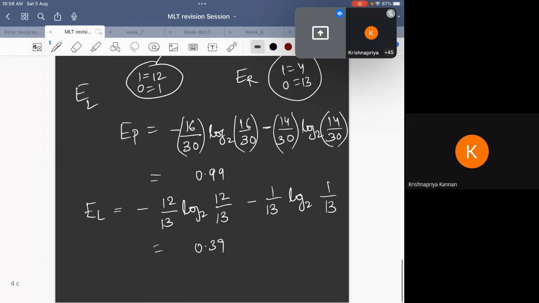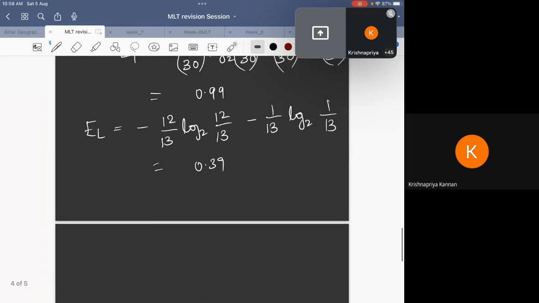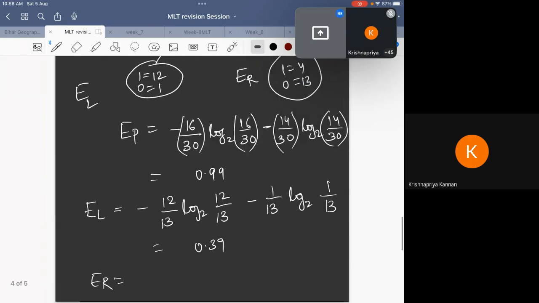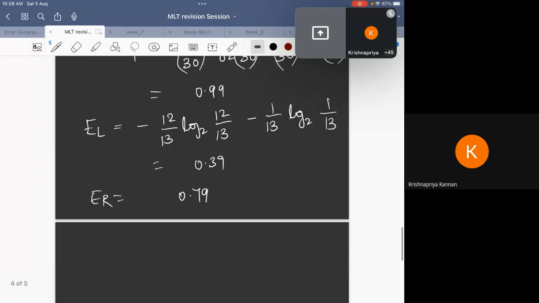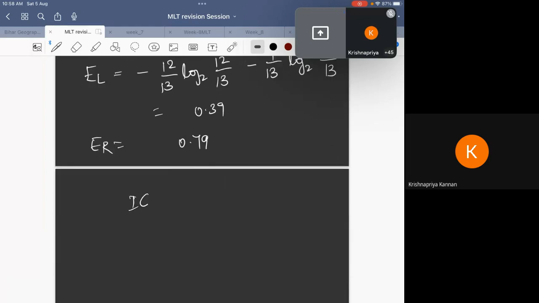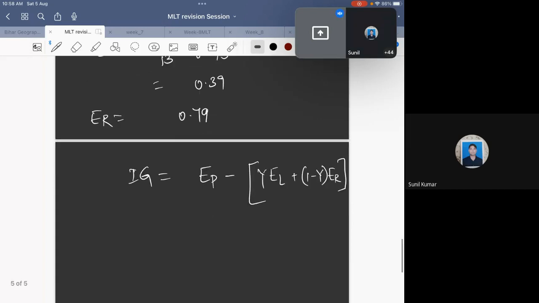Similarly, if you do this for this E, the same thing you'll be doing, and you'll get some value. Let's say you get this one. So how will you calculate the information gain? I told you, this is EP minus entropy of parent minus weighted, weight of left multiplied by entropy of left, plus the right side, this is what you're calculating, right?